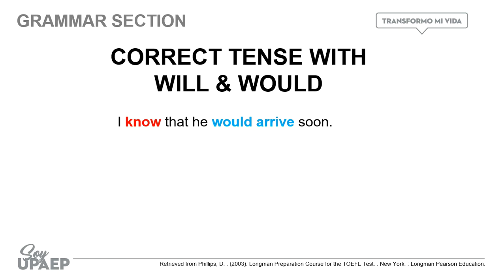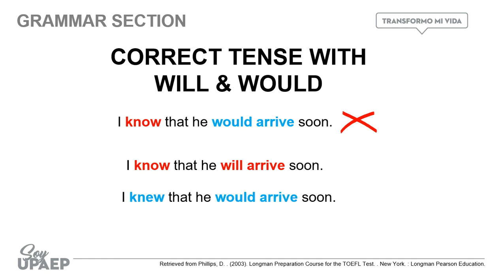Why? Because if you notice in the first case, you have the first part of the sentence in present simple and the second one with would. That is not possible. Okay? You can combine present simple with will, but not present simple with would. Or you can combine past simple with would, but you cannot combine past simple with will. Okay? So these two sentences are correct.